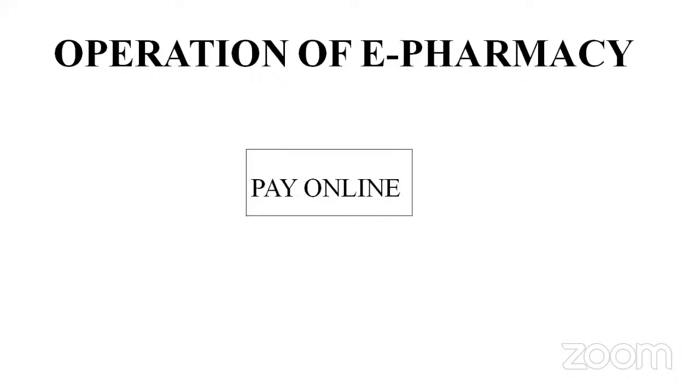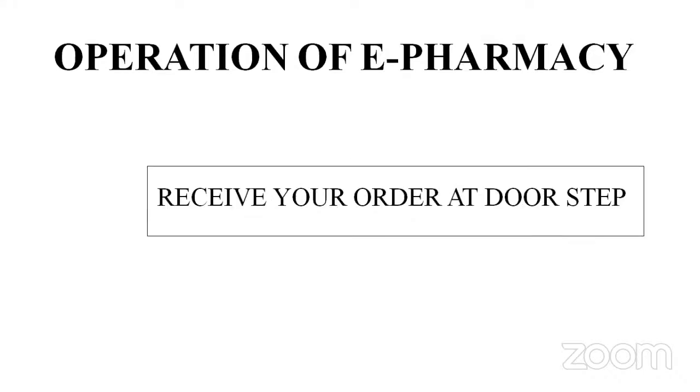Finally, the payment process, which is the same as via browsers or online banking, etc. And finally, the customer will receive all the medicines at the doorstep. So this is the main process behind the e-pharmacy. When we come back to the summary, the e-pharmacy plays a very important role.